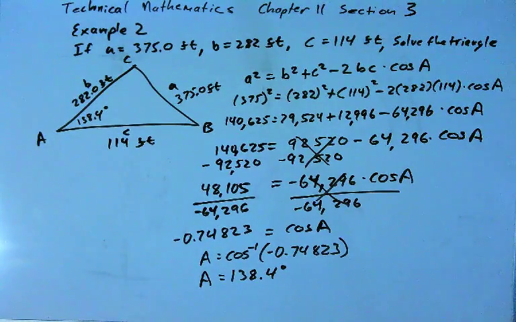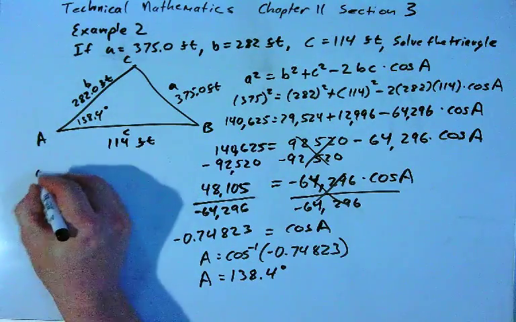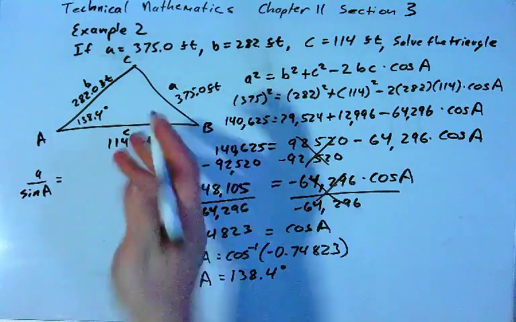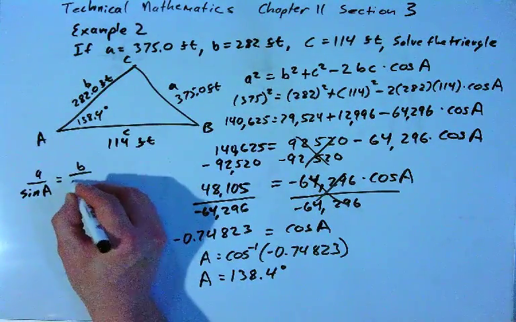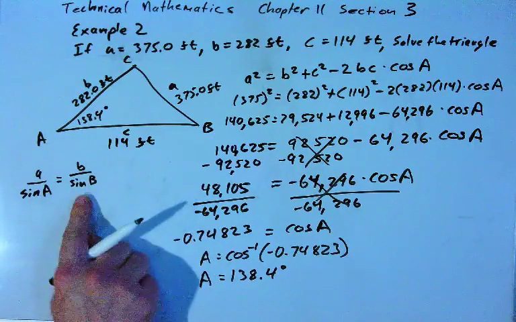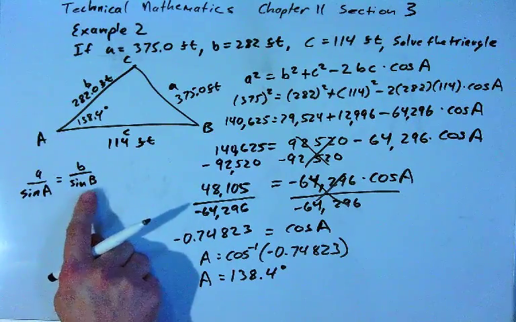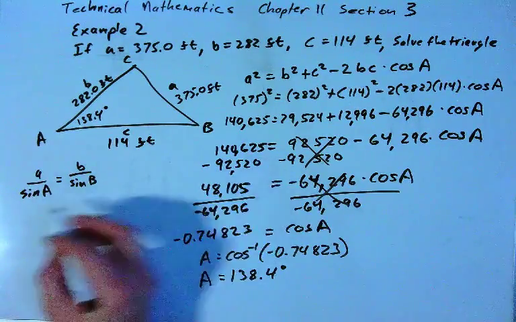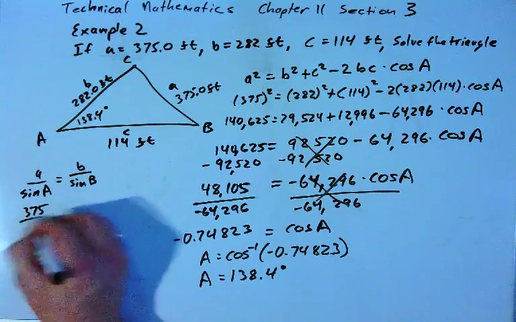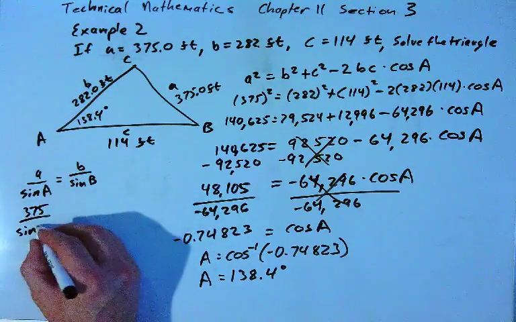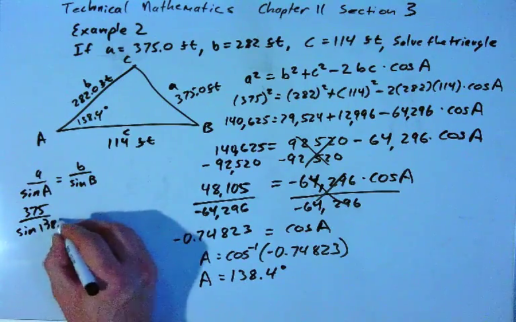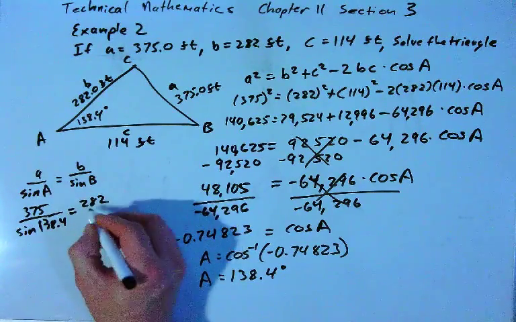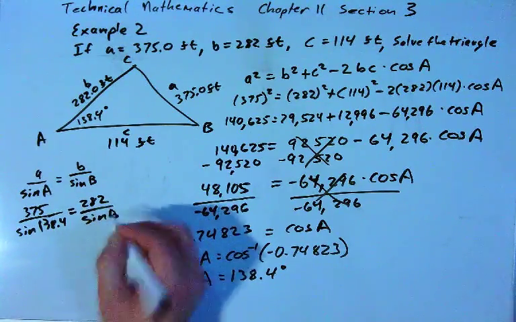the law of sines. And so I will use A over sine A is equal to, it doesn't matter if I use B or C, I'll use B over sine B. Okay, and so here the angle B is what I'm looking for. I know the sides A and B, and I know angle A, so I'll plug in that information. A is 375 divided by the sine of A, which is 138.4, and that equals B, which is 282, divided by the sine of B.